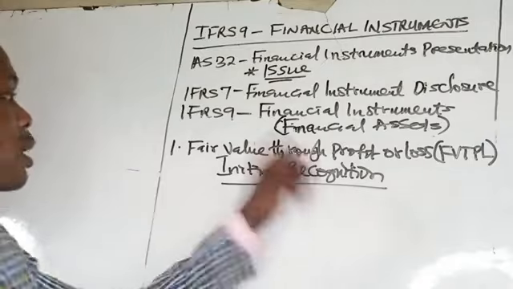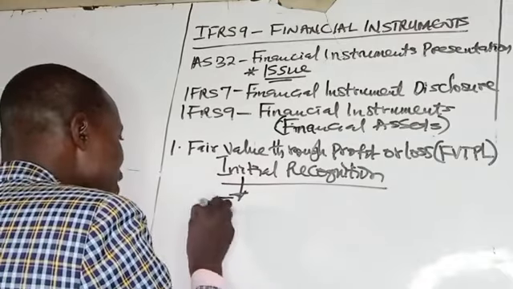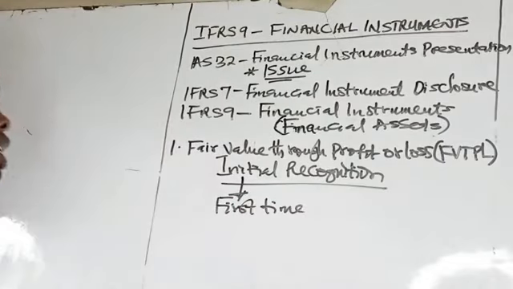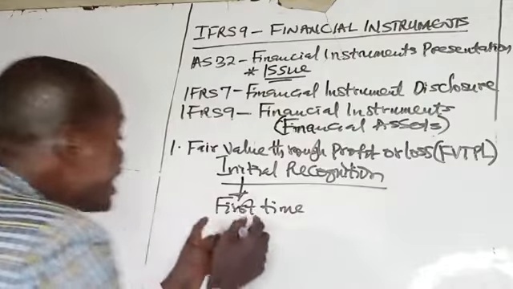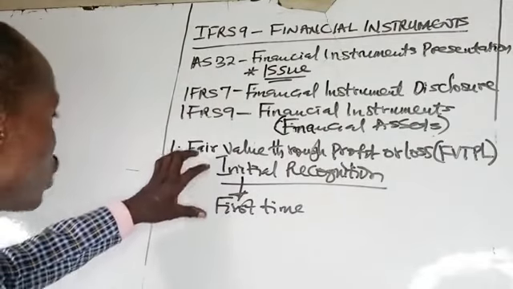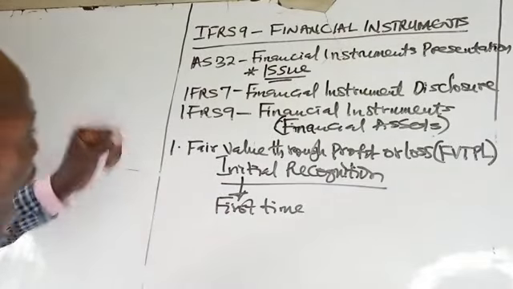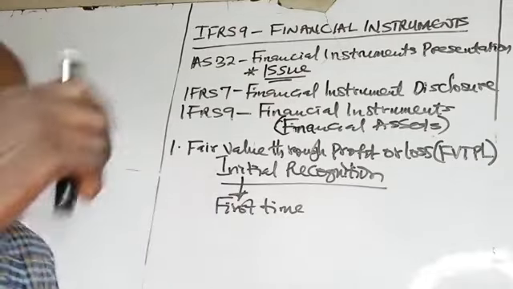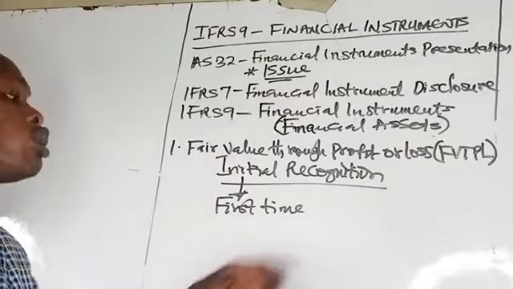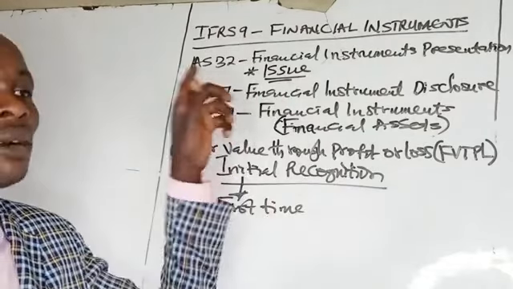So initial recognition means first-time recognition. That is, if you are recording an item for the first time, that financial instrument has not occurred in the past. It is just acquired. The financial asset is just acquired. On the date of acquisition, how should it be recorded? That is what we mean by initial recognition.